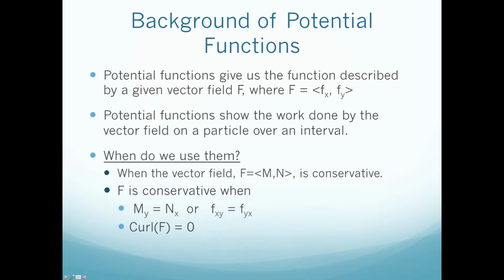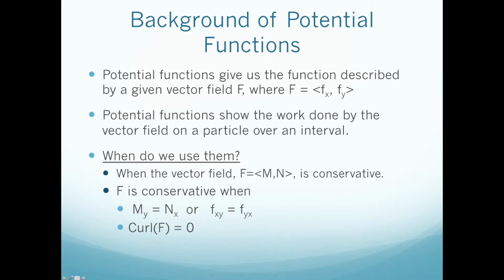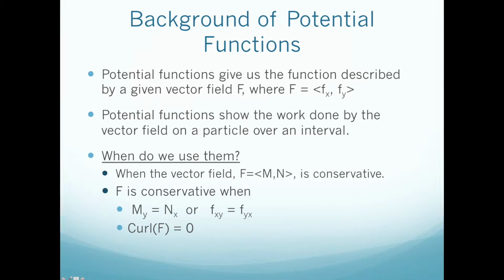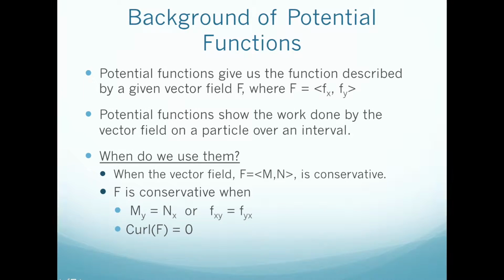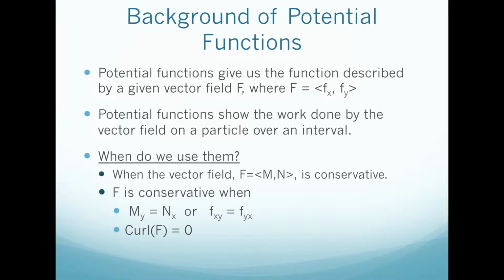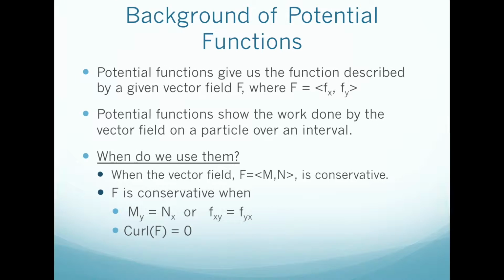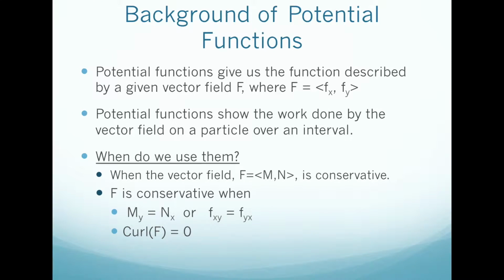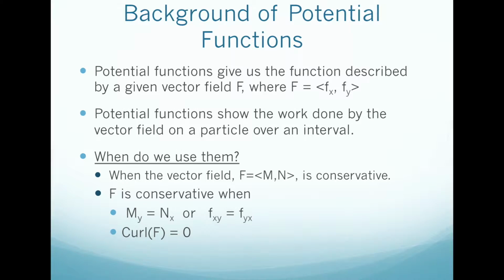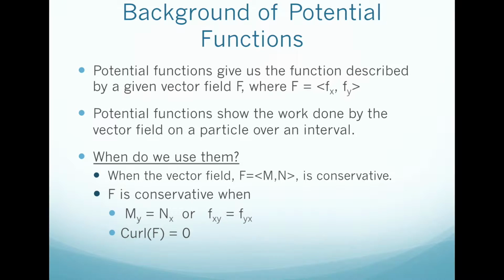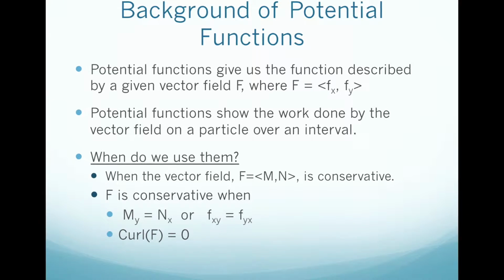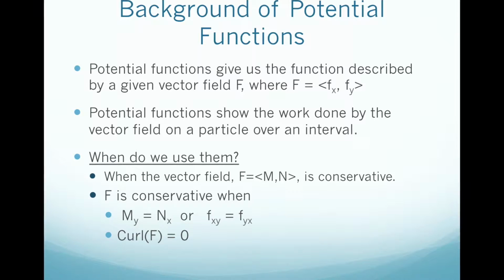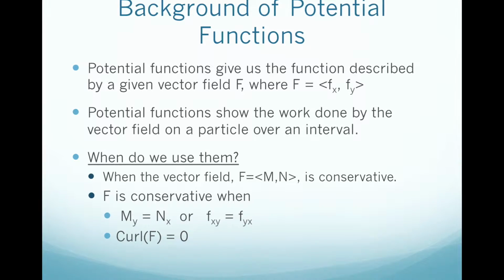Background of potential functions. Potential functions give us a function described by a given vector field f, where f is equal to the partial derivative of the potential curve with respect to x, comma, the partial derivative of the curve with respect to y. So potential functions show the work done by the vector field on a particle over an interval. In this scenario, the work done is the potential curve of the wind on our ship, where our ship is the particle moving through the ocean.